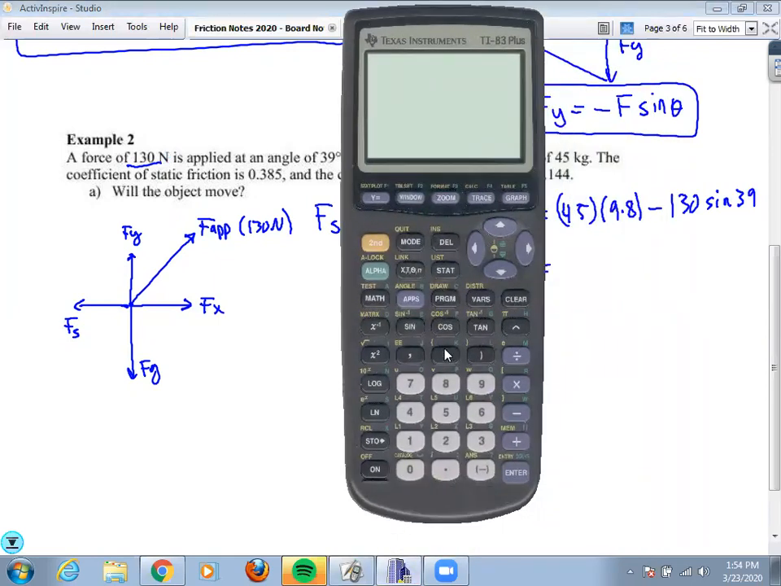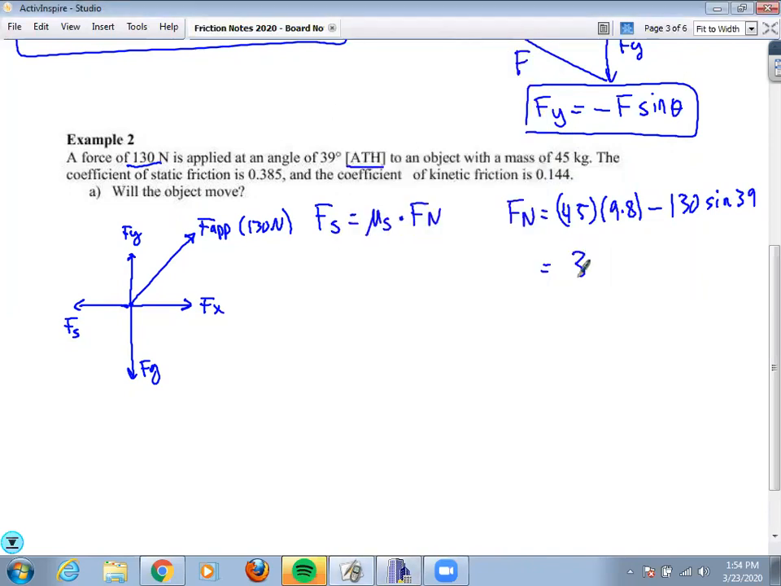So we will take 45 times 9.8, and we will subtract 130 sine 39. And we get 359.188 newtons. That is the new Fn, which we can now apply to static friction. So static friction is the coefficient 0.385 times 359.188.